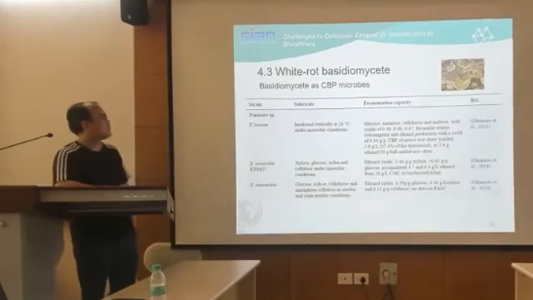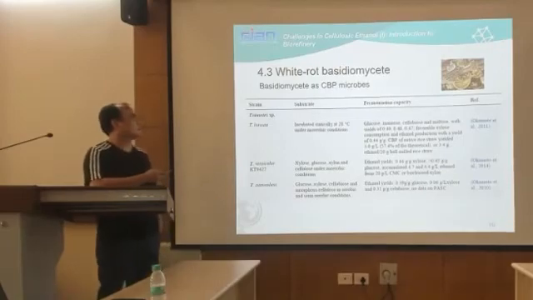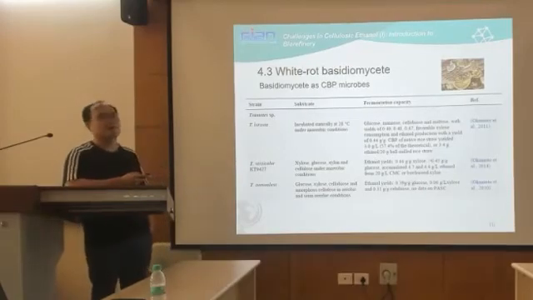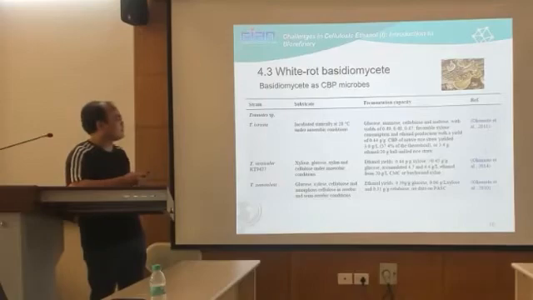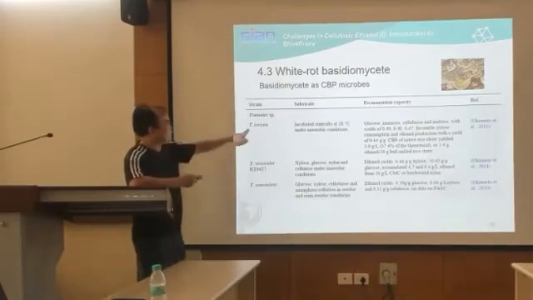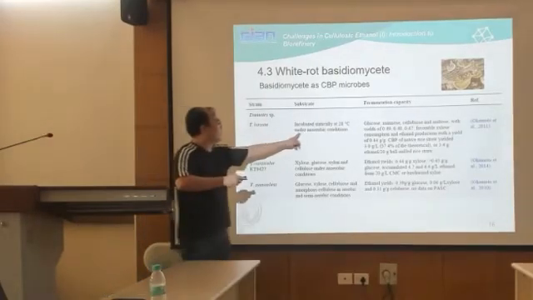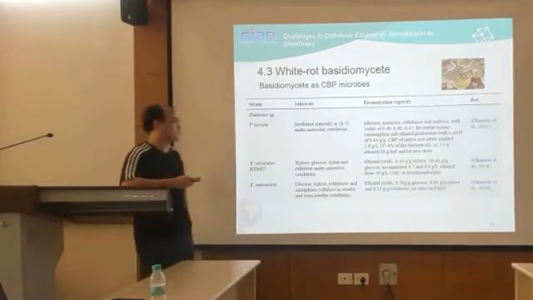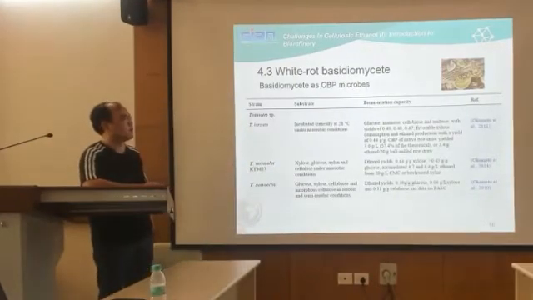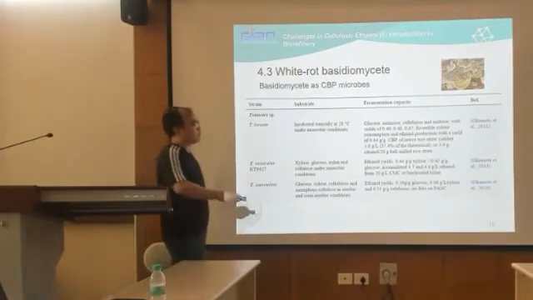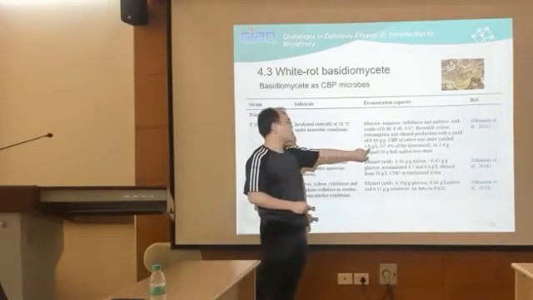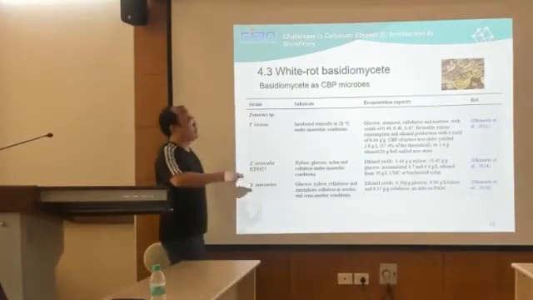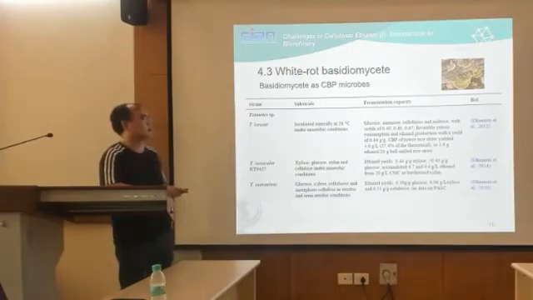Here I listed the performance of white rot fungi as CBP microbes. Using this mushroom under anaerobic conditions, ethanol can be produced. The ethanol content is not very high, only 3 grams per liter.